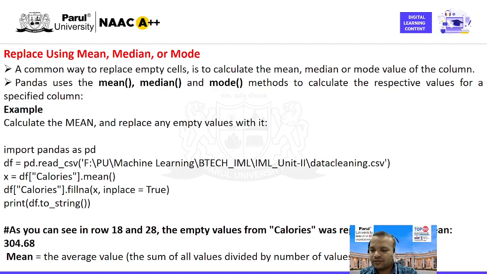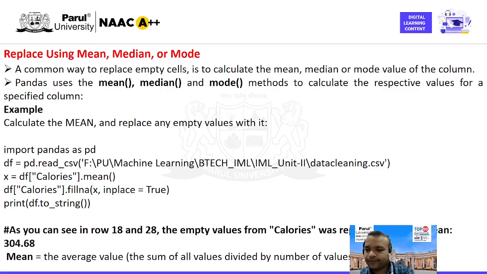Which value do we want to replace with? The x value. x holds the mean of that particular column, that is, calories. And one of the parameters, inplace equals True, means that your x value, your mean value, will be placed in the calories column of your data set in the empty cells.